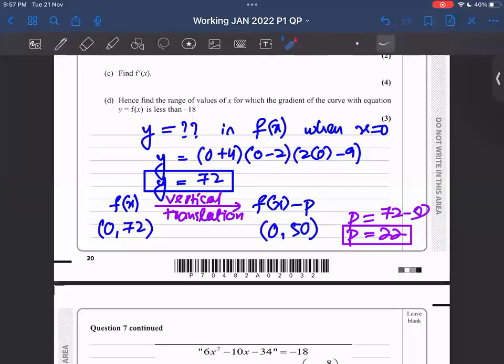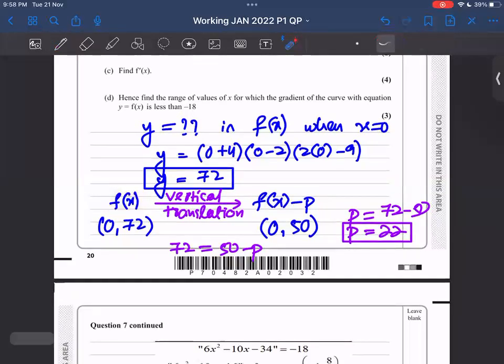Or you can also say the value of y is 72, and this 72 is equal to 50 minus p. The value of y of f(x) minus p is 50 at the same x value. So you can write 72 is equal to 50 minus p. At x equal to 0, the value of y is 72, and I'm comparing the values of y when x is equal to 0. So at the end, it is moving downward, and you'll get the value of p as 22 here.